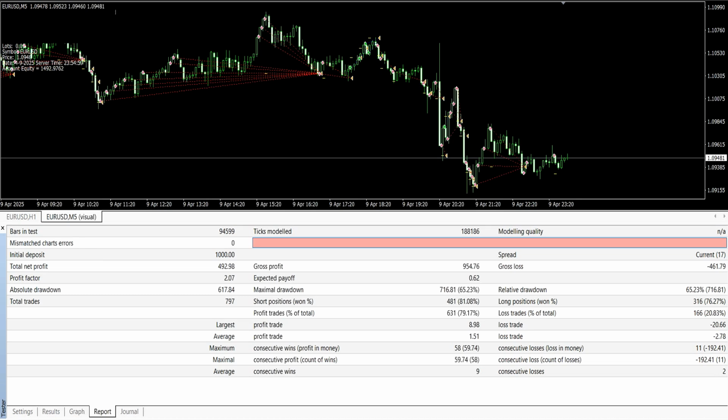Here are some tips before you start. Always test any EA in a demo account before using it on a live account. Adjust the risk settings according to your comfort level. Stay disciplined and stick to your strategy.